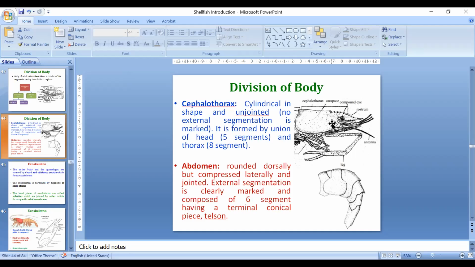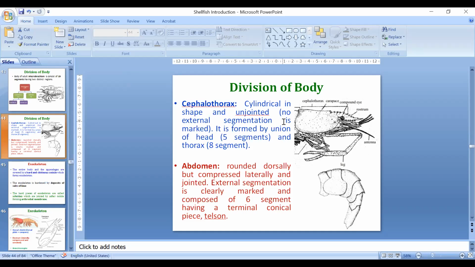joints. Contrary to this, when we look at the abdominal segments, here you can see 1, 2, 3, 4, 5, 6, there are 6 abdominal segments, and that segmentation you can see externally. Means if you look at the external surface of the animal, there is a clear marking of 6 segments. So that is about the division of the body.